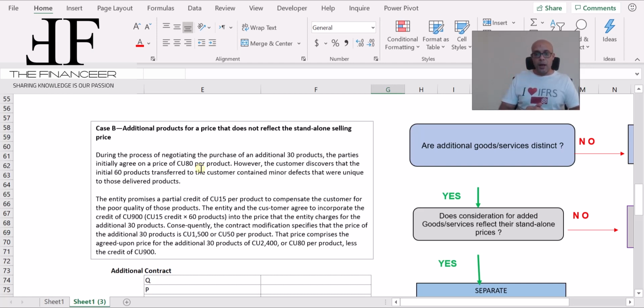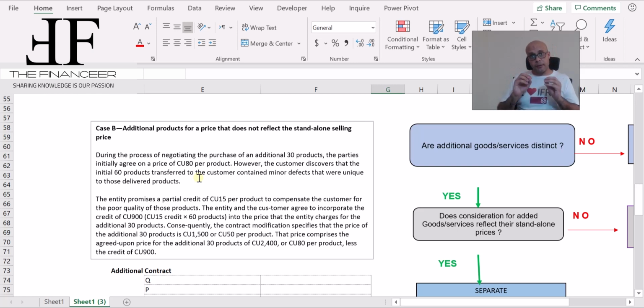However, the customer discovered that the initial 60 products transferred to the customer contained minor defects that were unique to those delivered products. So this is very, very important information here. When the company delivered the first batch of the original contract, the 60 units, the customer discovered that there is a minor defect specifically related to these 60 units.